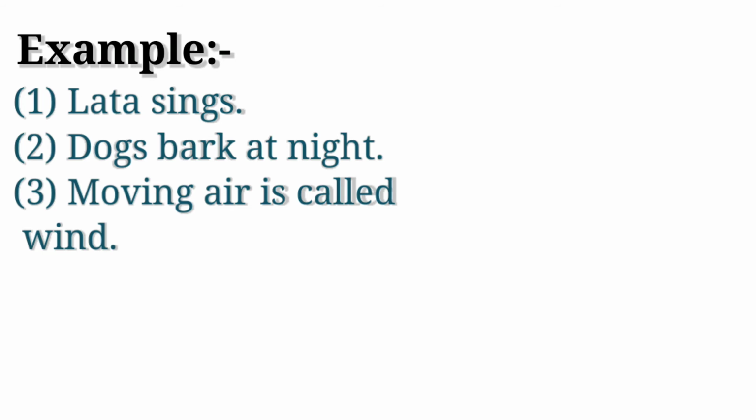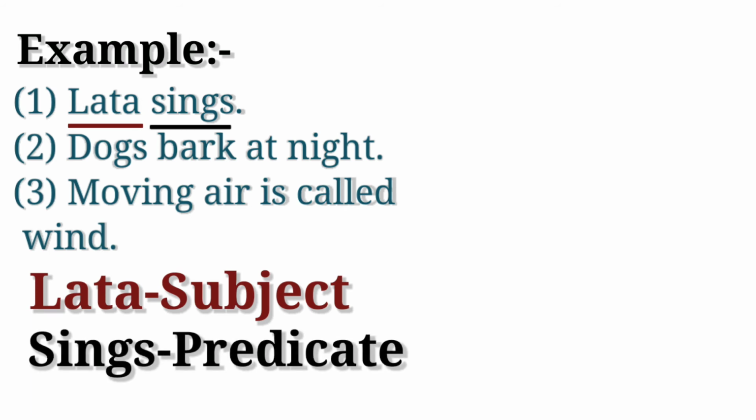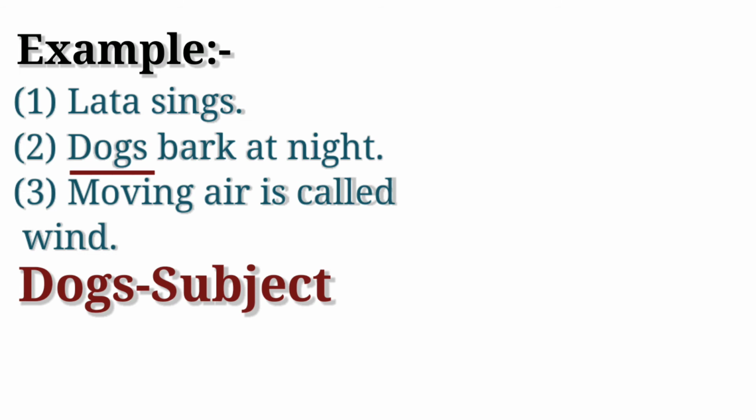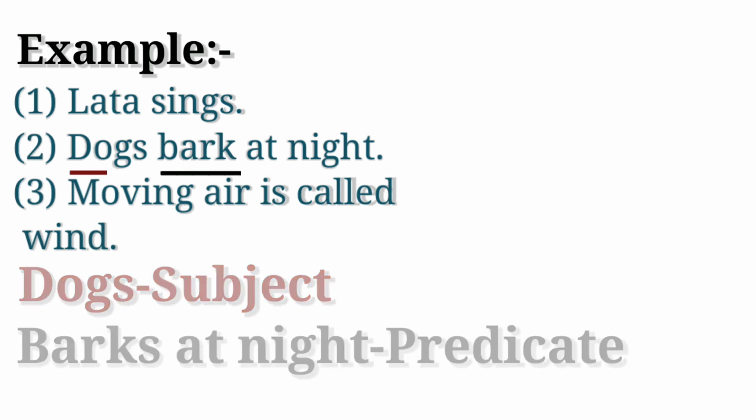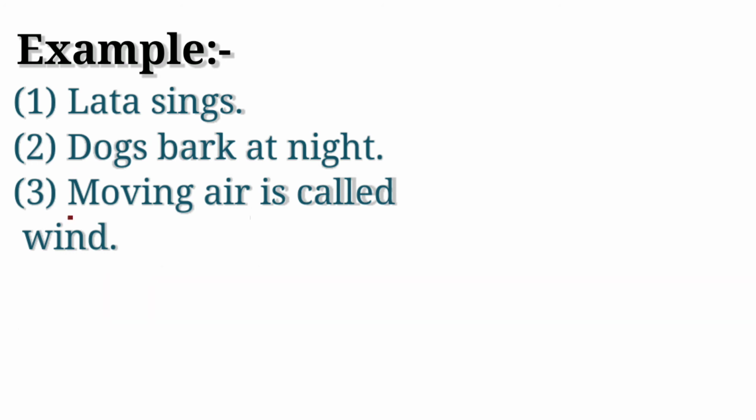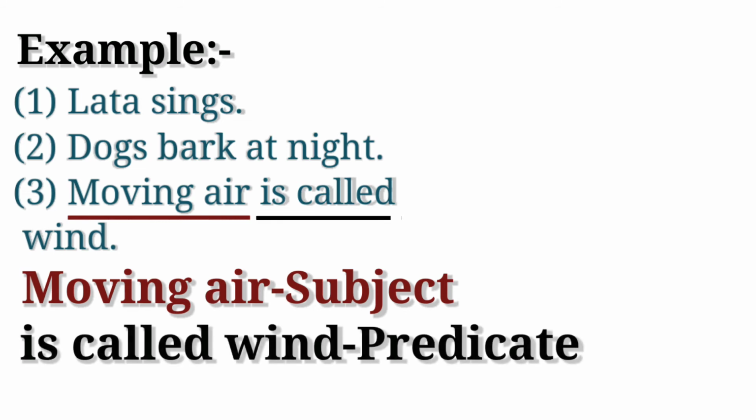In sentence 1, Lata is the subject of the talk and sings affirms something about the subject. Therefore, it is the predicate. In sentence 2, dogs is the subject of what we are talking about, and barks at night denotes what is said about the subject and therefore it is a predicate. Similarly, in sentence 3, moving air is the subject of our talk and is called wind makes a statement about the subject. Therefore, it is a predicate.